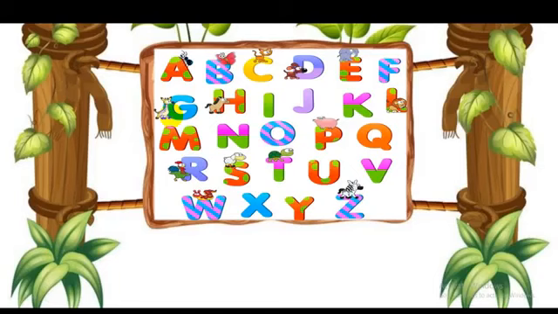Your name is G, but your sound is G, the opposite of letter C, which is K. Here it is G: goat, gear, grapes. And this is letter H. My name starts with letter H.